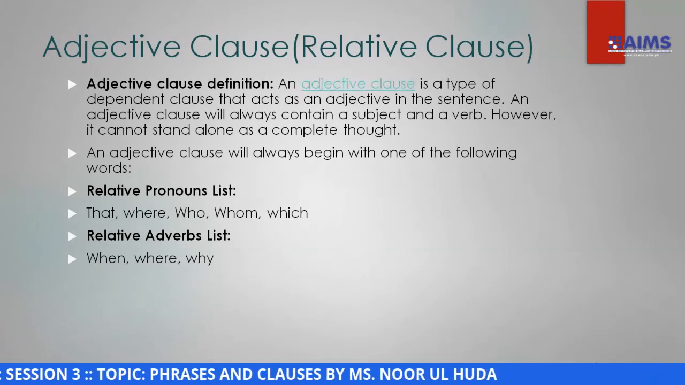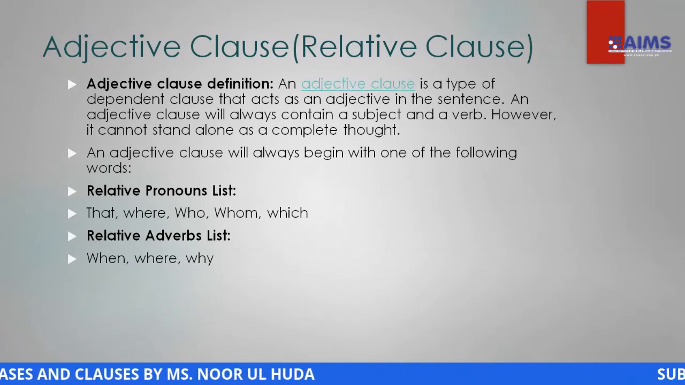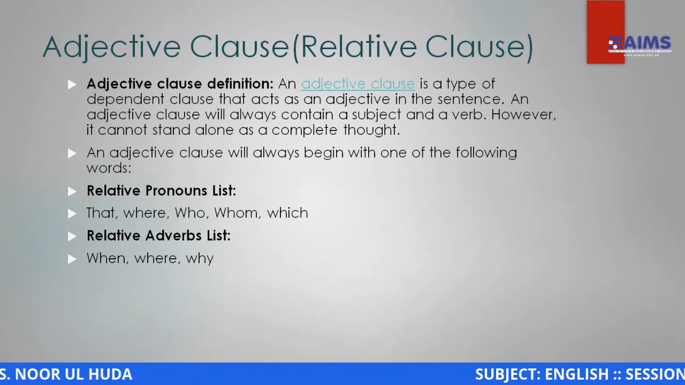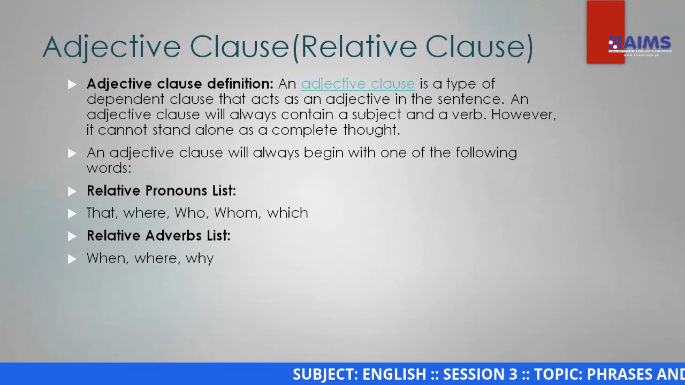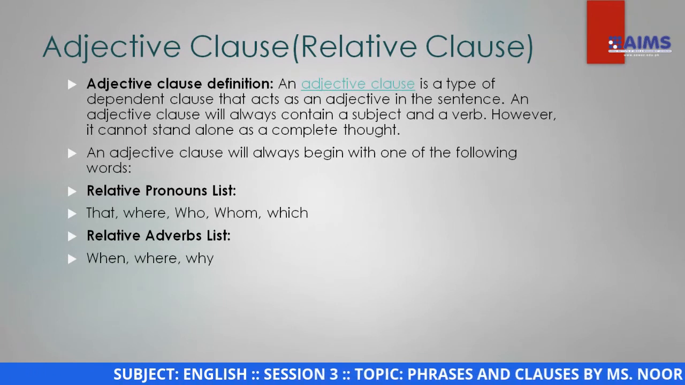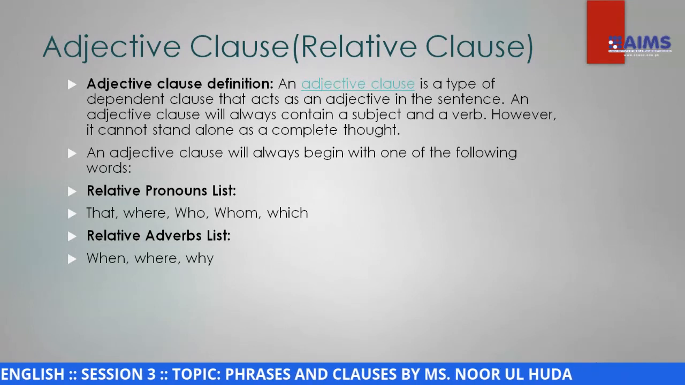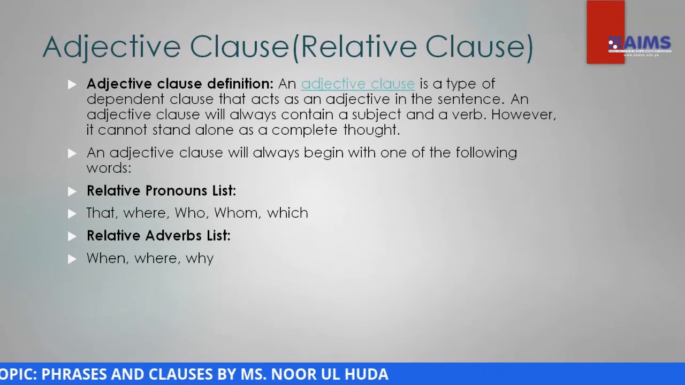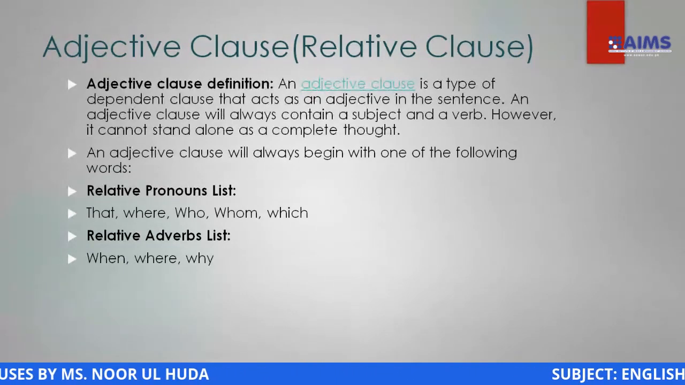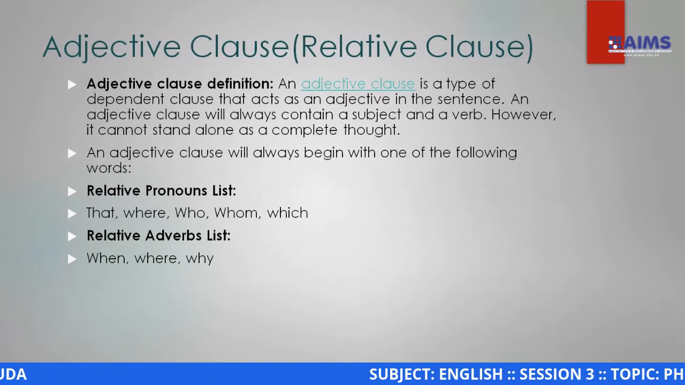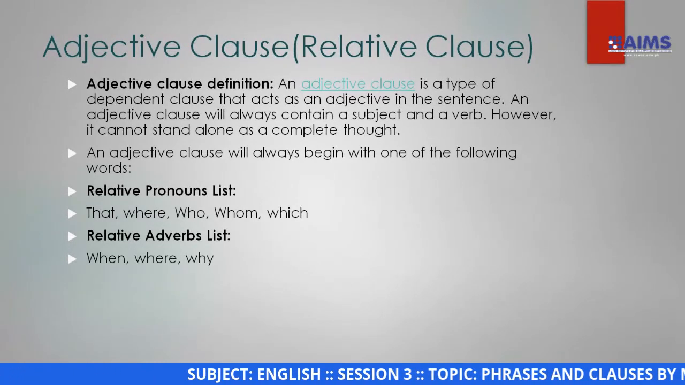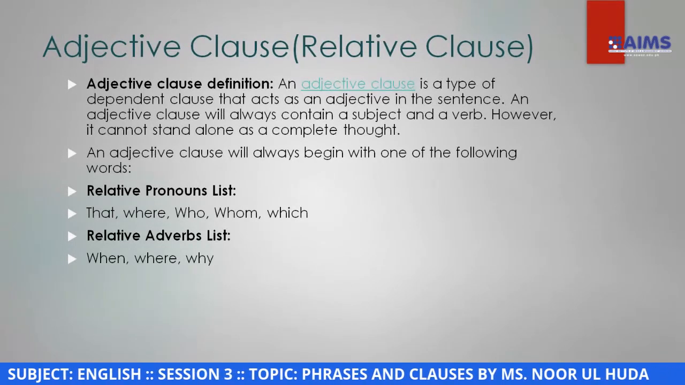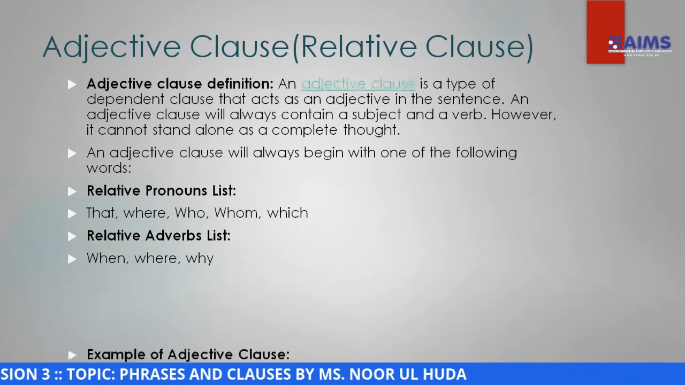The relative adverbs list means these are when, where, why. Let's suppose I say, "I want to go there when it rains," or "when it will rain." So I am just telling the quality of that place, that is, when it rains.